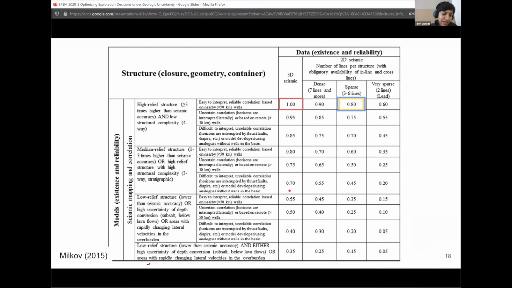So of the six risk factors, I've shown examples of the remaining five here. If we observe a high relief structure in sparse 2D lines, then we can assign a probability of 80% to the presence of the structure for accumulation. While if you observe the same structure in 3D high quality seismic data, then we can be confident about the all-way closure or lack thereof.